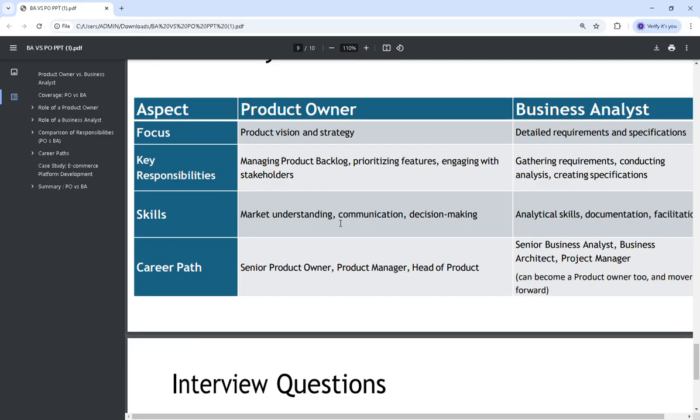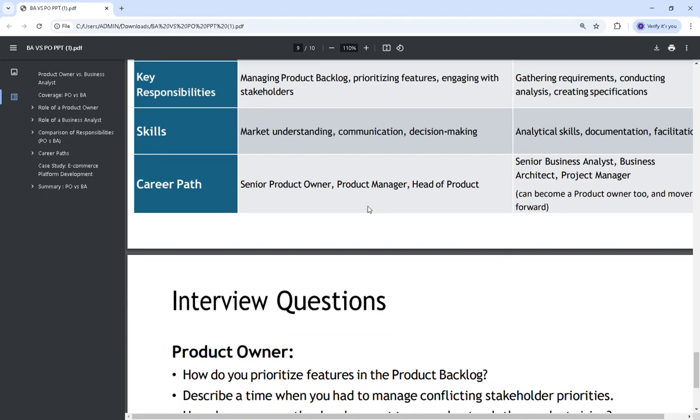Now from this chart, what we have seen is that the product owner focus is vision and strategy. Business analyst focus is detailed requirement specification. Key responsibilities: managing the product backlog, engaging with the stakeholders. For the business analyst: gathering the requirements, conducting analysis and specification. Skills: market understanding, communication, decision making for the product owner. Analysis and documentation is the main part of the business analyst, that is always there. Career path we discussed already, senior business analyst and senior project manager.